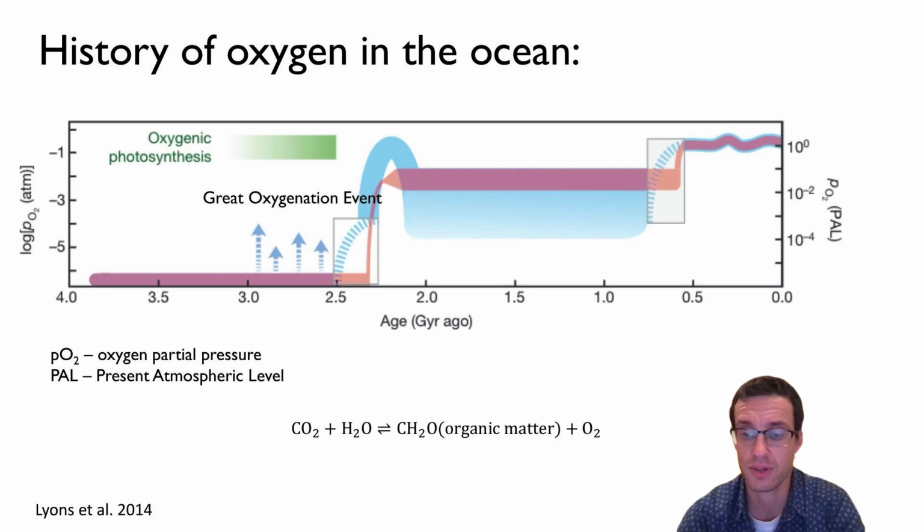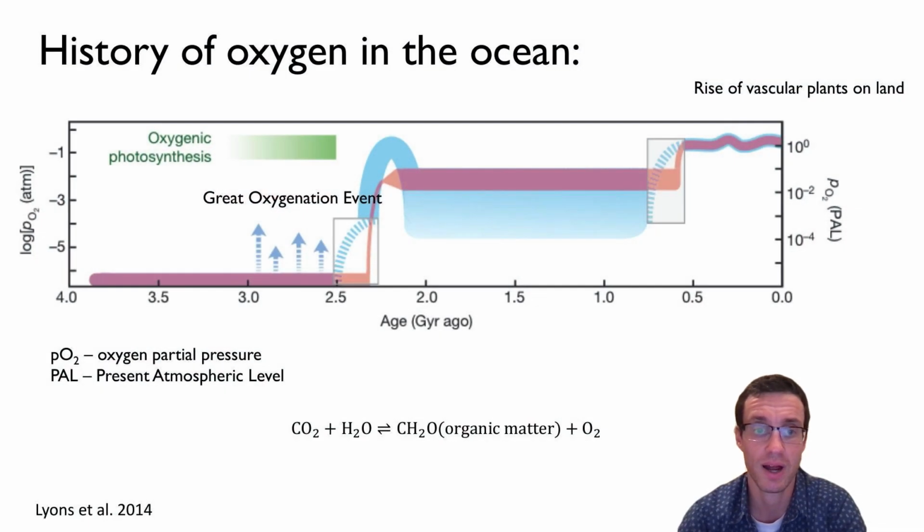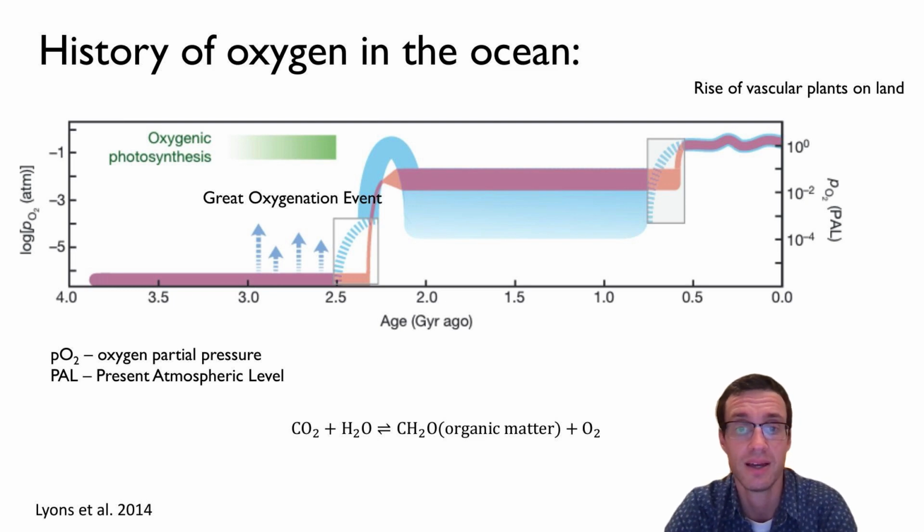And so it wasn't until you had the rise of vascular plants on land, basically big plants on land, where not all of the organic matter was respired quickly, that you got that next jump in oxygenation. There's really been a lot more than just 2 jumps in oxygen, but in this very simple schematic, you get close to present atmospheric levels of oxygen, right?